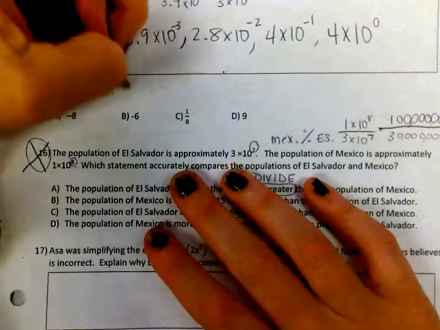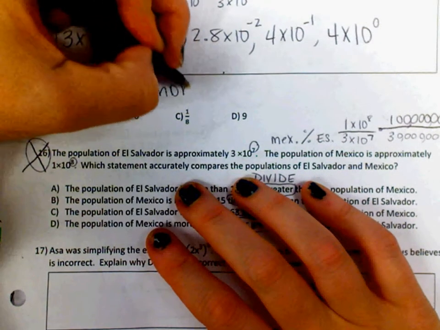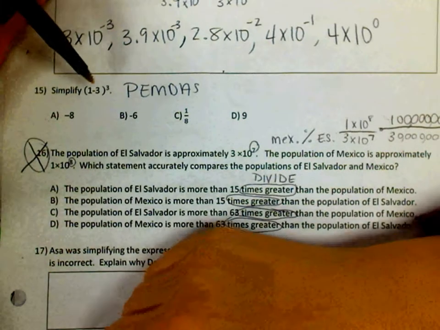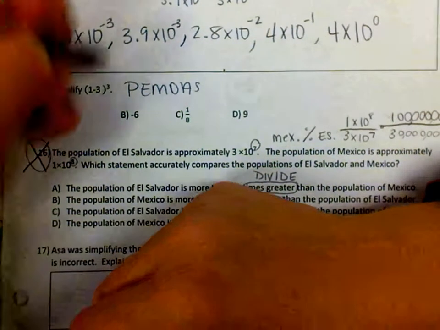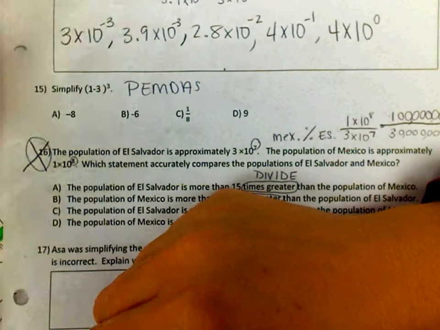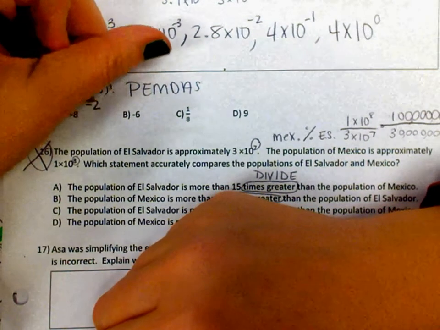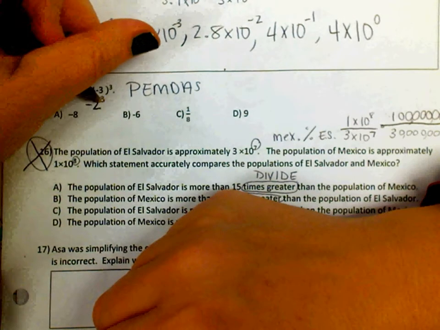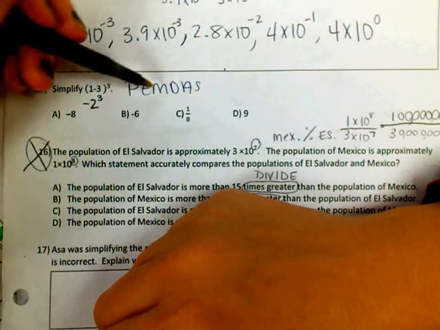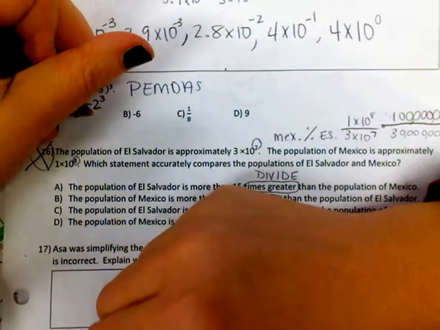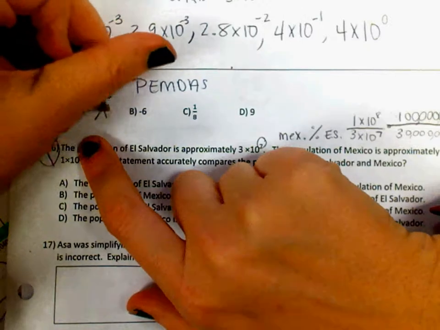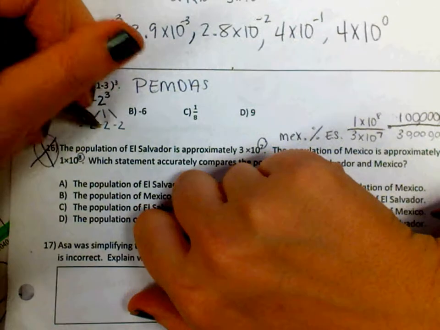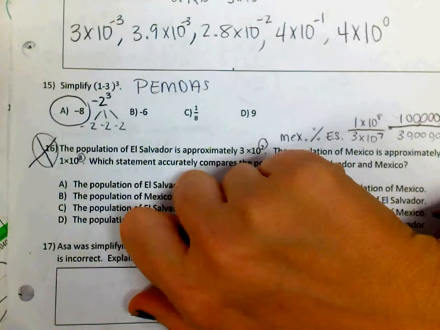15, I told you guys to use PEMDAS. The P in PEMDAS stands for parentheses, so you need to do what's inside the parentheses first. Inside the parentheses, you have 1 minus 3. 1 minus 3 is negative 2. So then negative 2 to the 3rd power. Okay, the E in PEMDAS stands for exponent, so then you do the exponent. Negative 2 to the 3rd power means negative 2 times negative 2 times negative 2. And when you do that, you get negative 8.